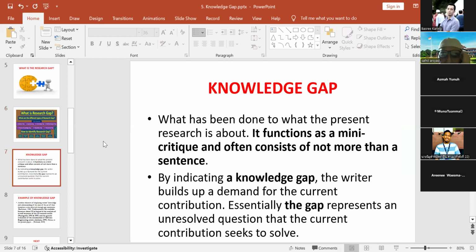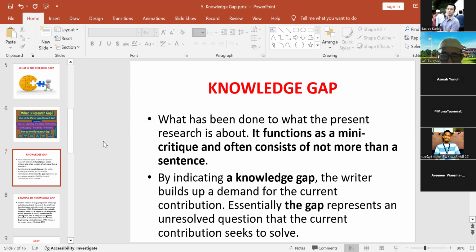Okay, knowledge gap. What has been done, and what is the present research about? It functions as a mini critic, and often consists of not more than a sentence. So the statement of a knowledge gap or research gap is often only one sentence. But we have to add another sentence to support and justify that the claim of a knowledge gap is important, valid, and true.